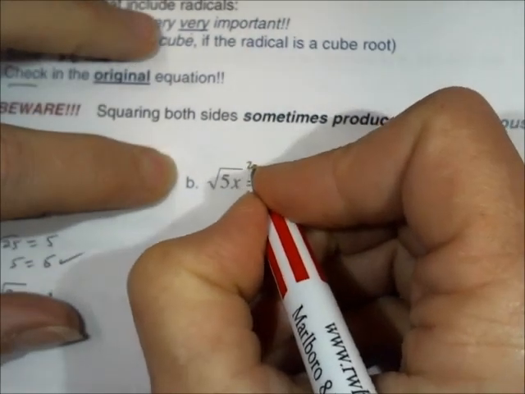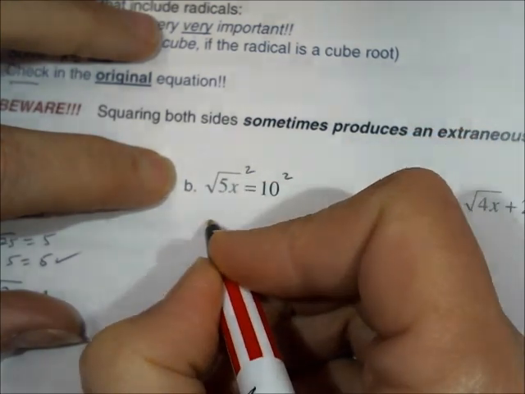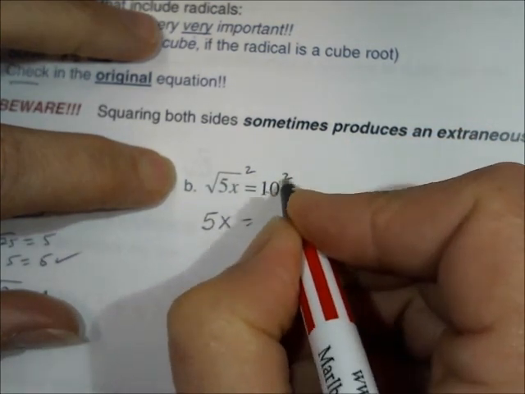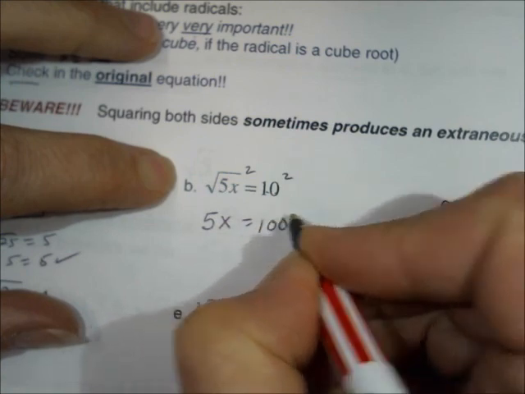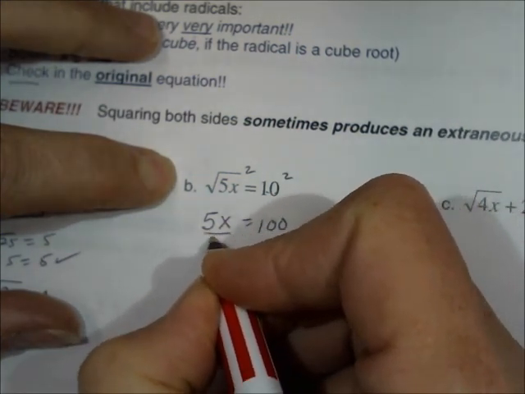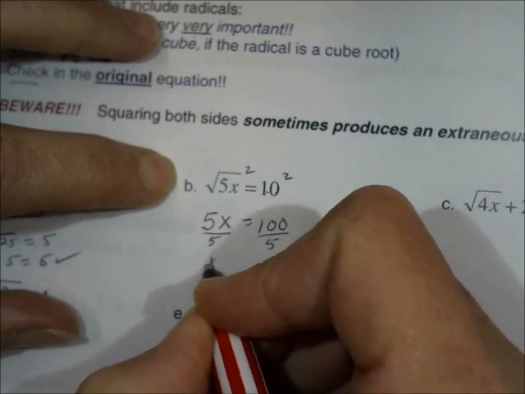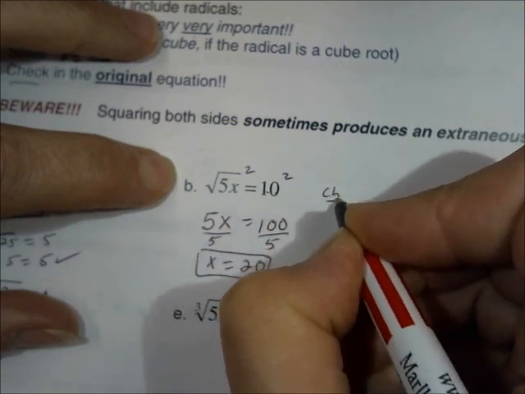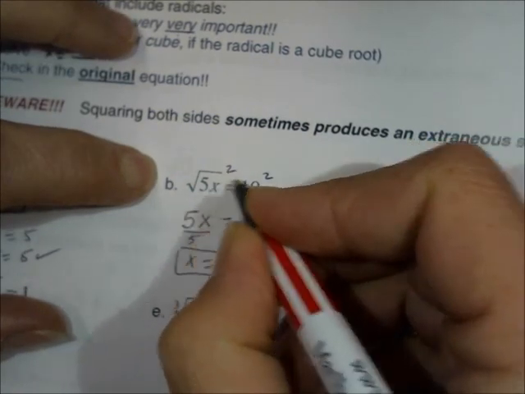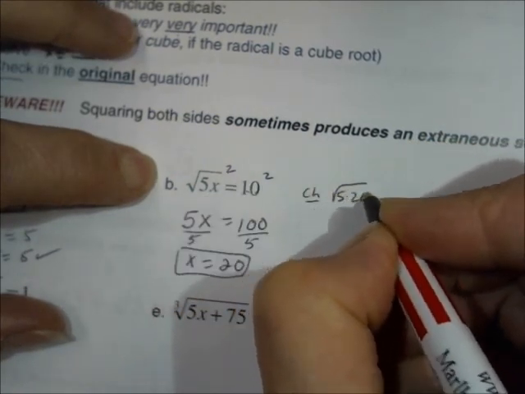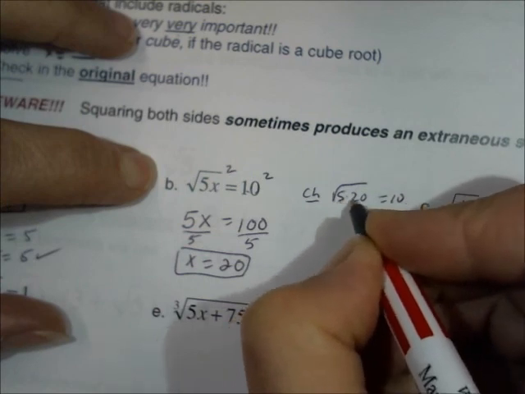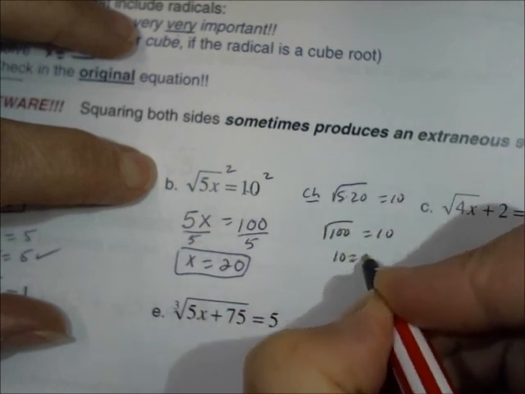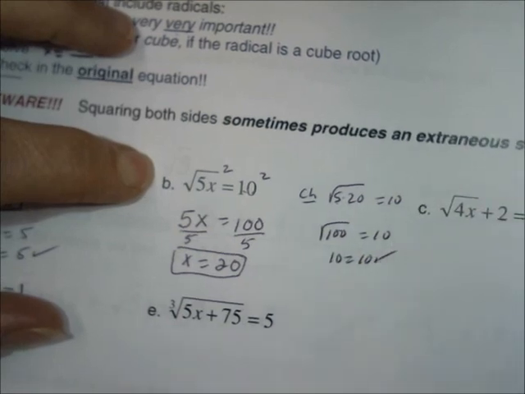Part B, square both sides. Squaring a square root just leaves us with what's underneath, the radicand. 10 squared is 10 times 10, 100. Divide both sides by 5, and you get x is equal to 20. And then the check says, is the square root of 5 times 20 equal to 10? 5 times 20 is 100. Is the square root of 100 equal to 10? Well, yes, 10 equals 10, so that one checks.